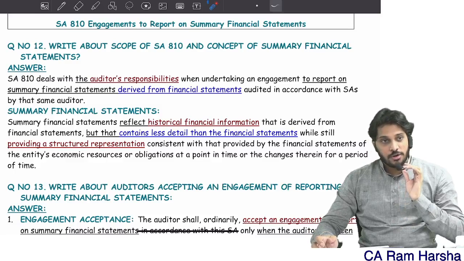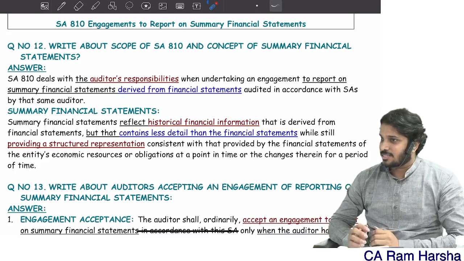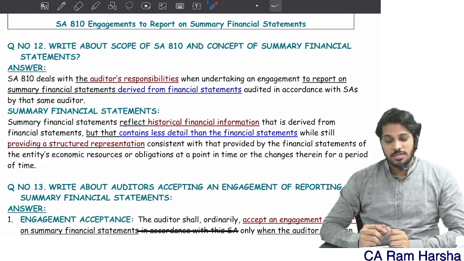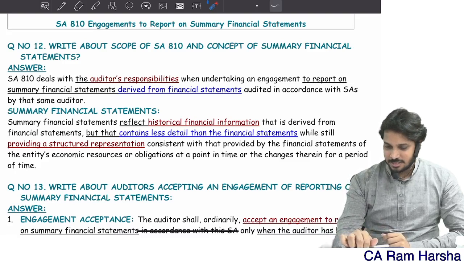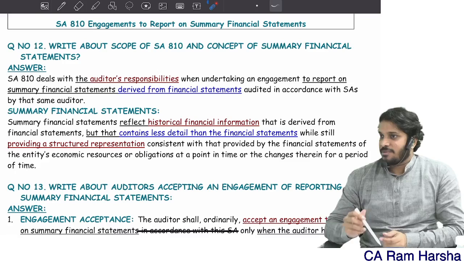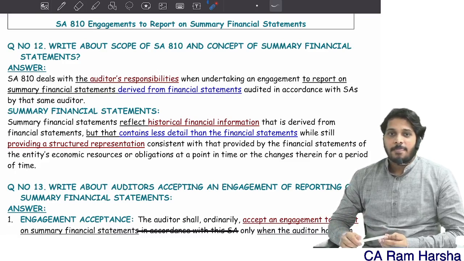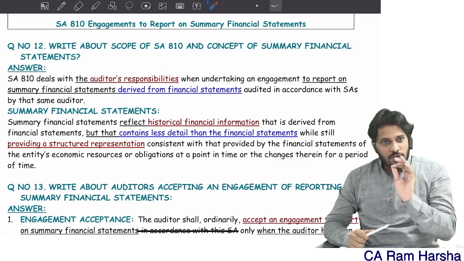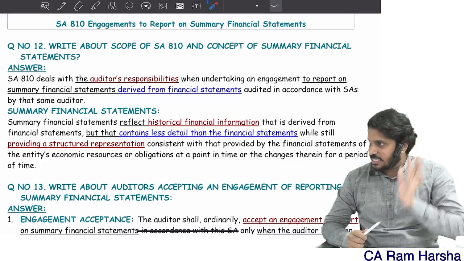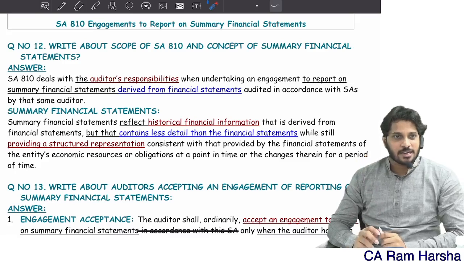Engagements to report on summary financial statements. We are not doing an audit of summary financial statements separately, and you can only report. You have to just give a report. That's it. You're not supposed to do an audit again.